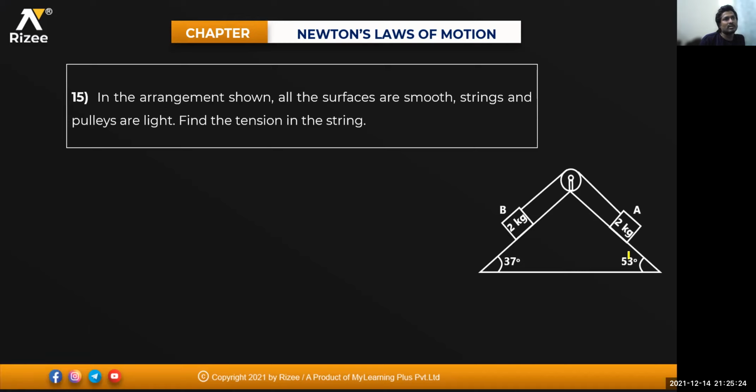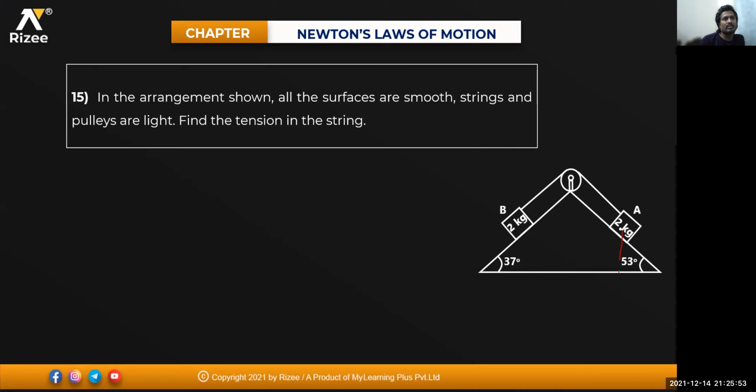See here, this is your 53 and this is your 37. So the slope is more here right now. Even though they are 2 kg and 2 kg, they would not be moving if their angles were the same. But this angle is 53, this angle is 37. So the slope is more for 53. So this has a tendency to move in the downward direction and this will be moving in the upward direction.